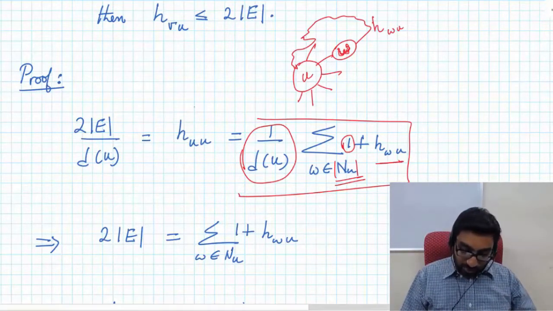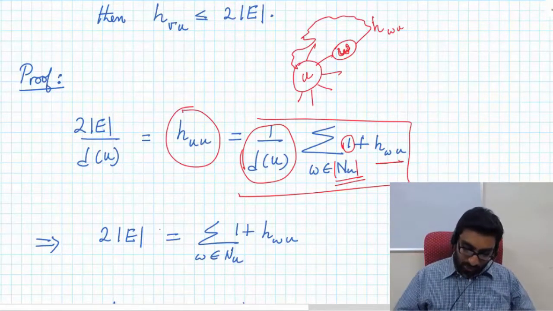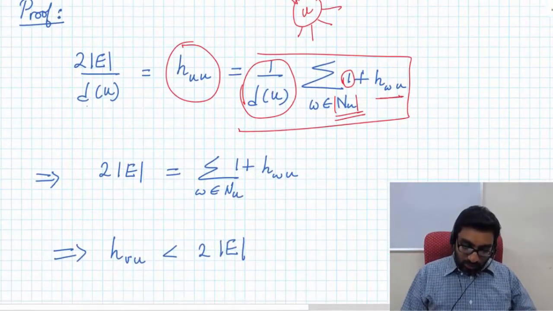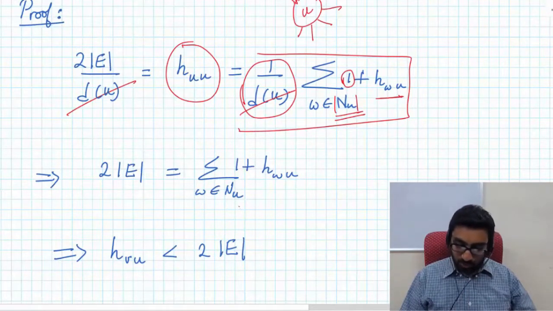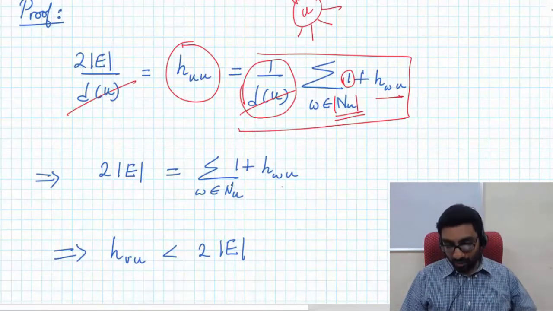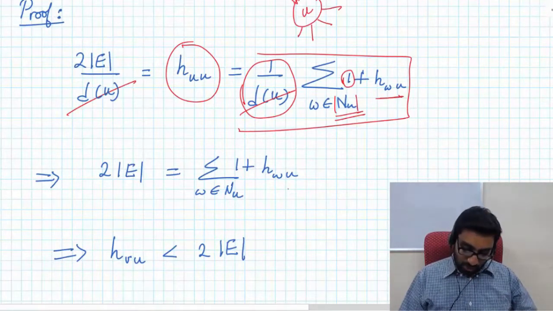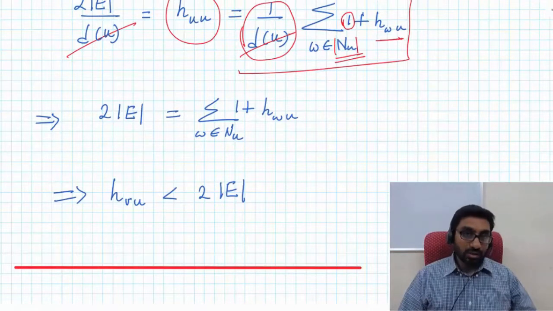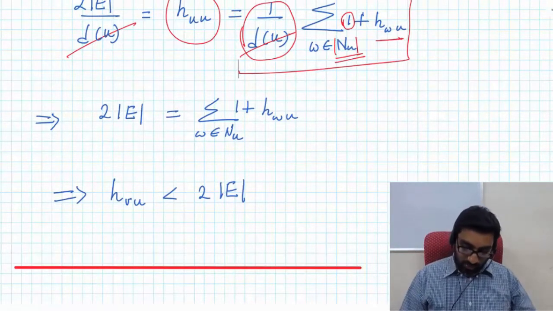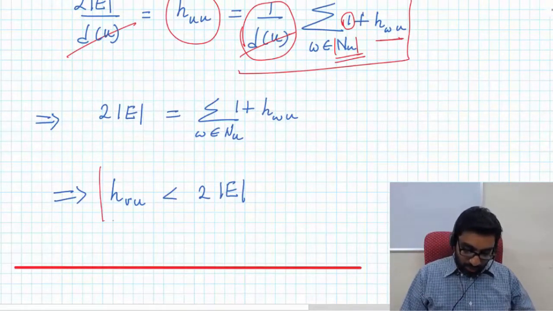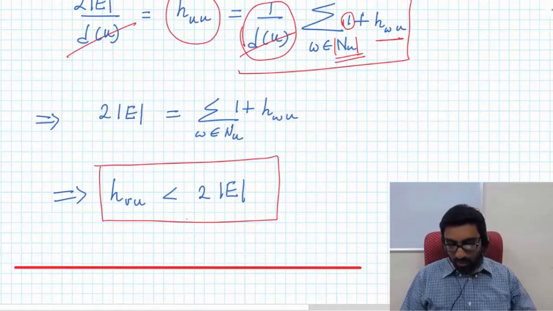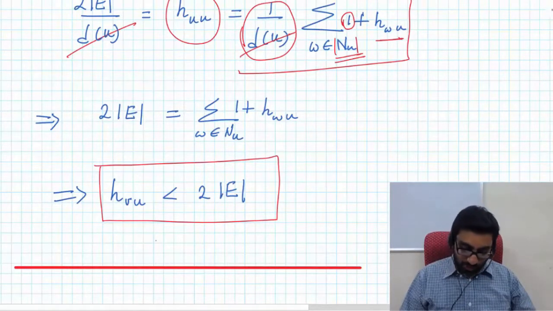Okay, so this is two ways of computing huu, and so the du's get cancelled. We'll get 2e equals summation w belonging to the neighborhood of u, 1 plus hwu. And of course, one of these w's is the v, the neighbor v that we're interested in. So clearly, looking at this summation, the expected time to go from v to u must be in fact strictly less than 2 times the number of edges.